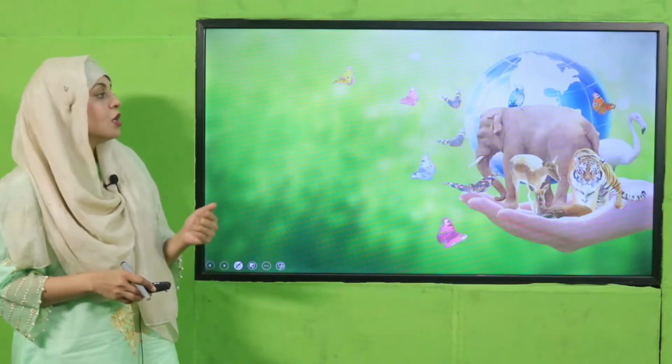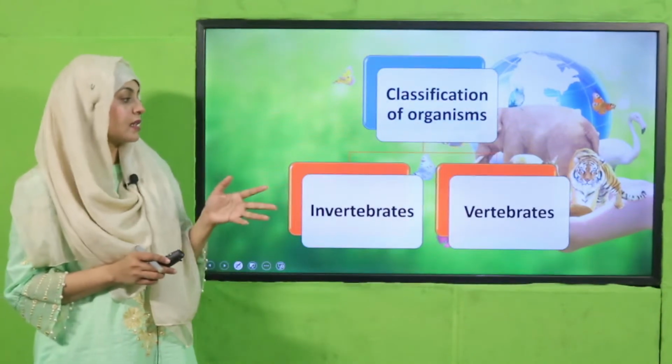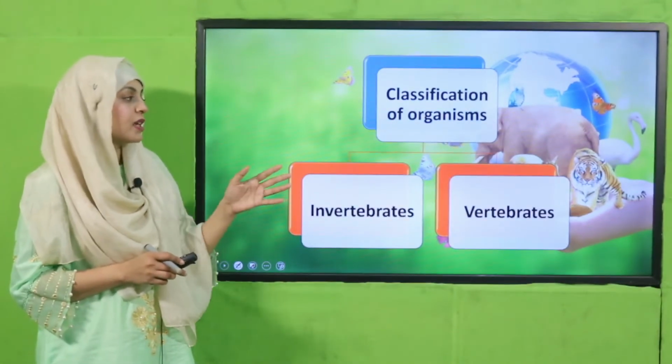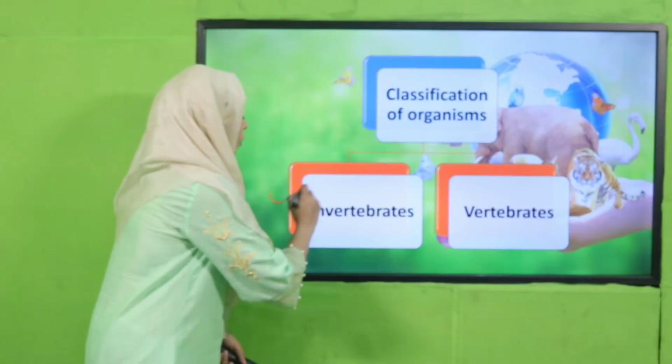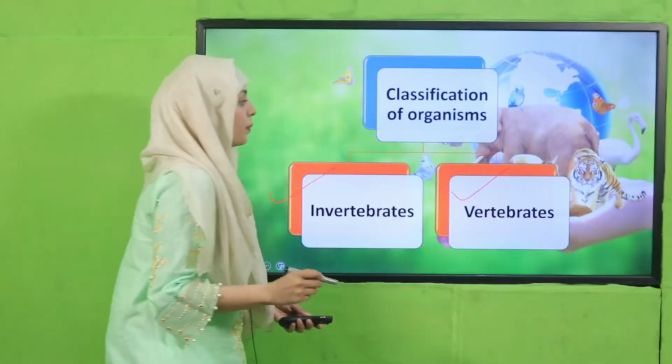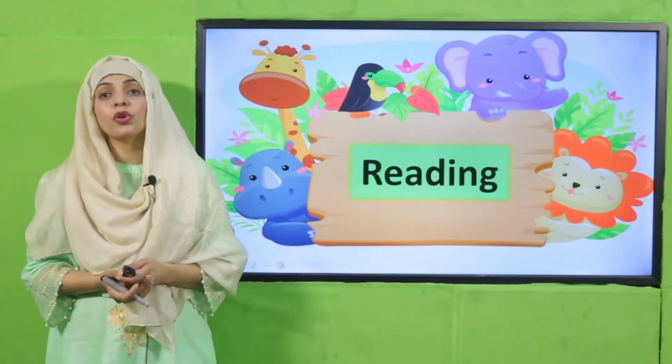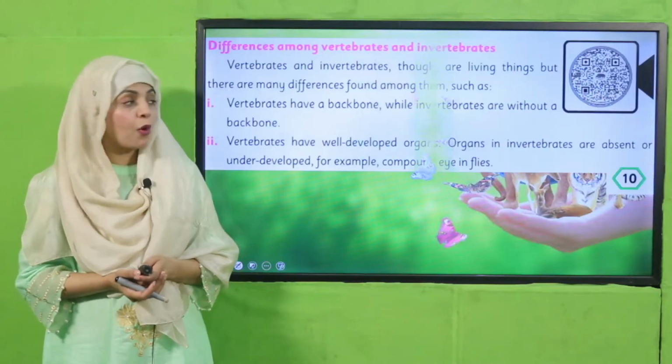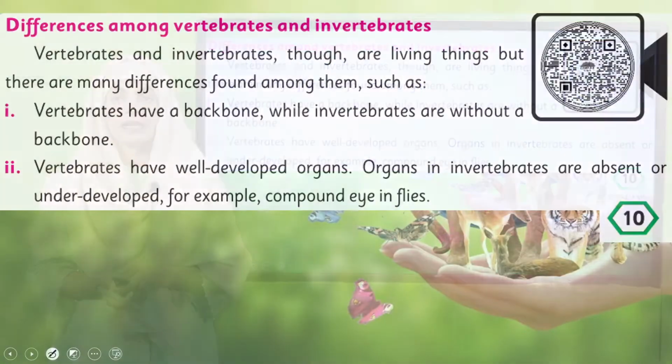Okay, very good. So my dear students, here's the classification of organisms: vertebrates and invertebrates, without backbone, with backbone. I request you all to now please open your Science 4 books and open page number 10 in it.